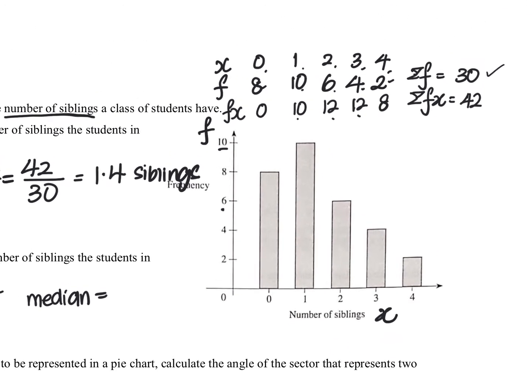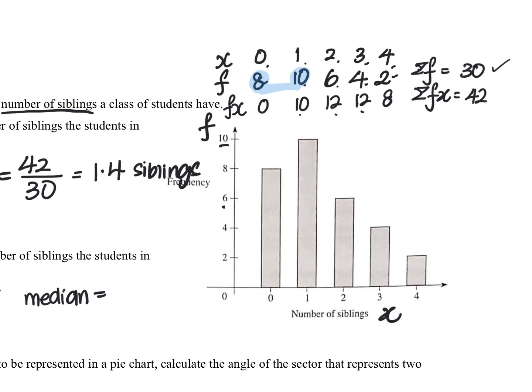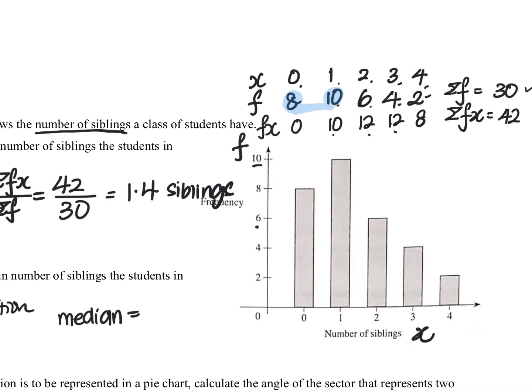Let's take a look at our frequency. I have 8 students down here. Then the next frequency is 10. So for these two, I already have 18 students, a frequency of 18. I want to find the 15th and the 16th number. Where are they? The 15th and 16th numbers are inside this group of 10 here.